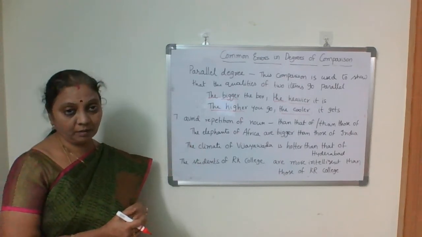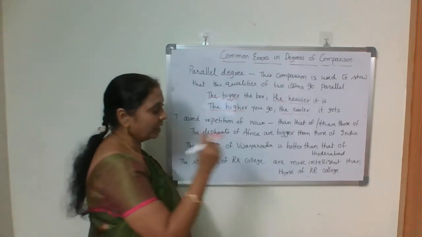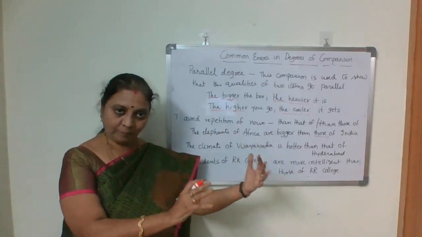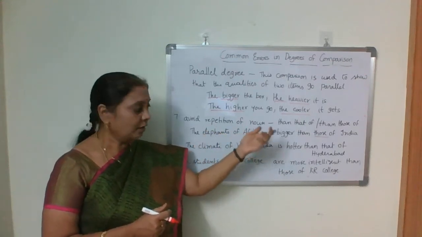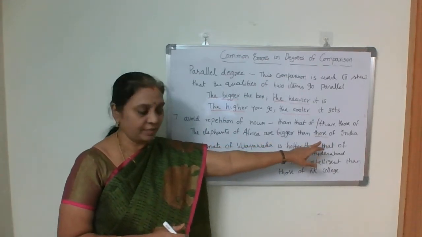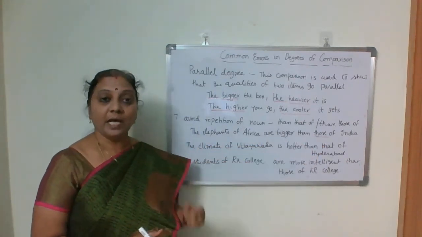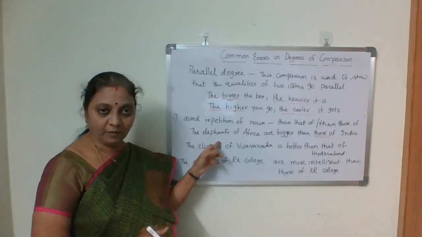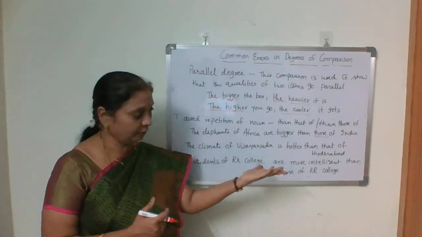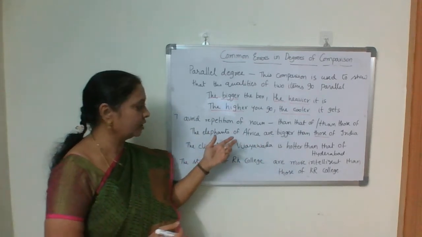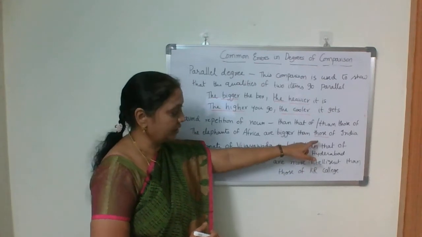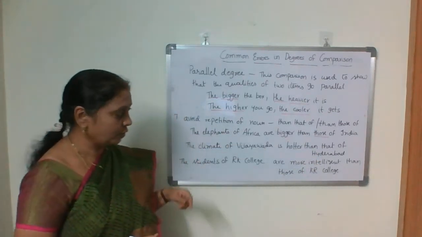The elephants of Africa are bigger than those of India, than the elephants of India, isn't it? Usually you are comparing the elephants of Africa with the elephants of India. Instead of repeating the word elephants again, we write than those of, because elephants is plural, so you use the plural form, those. So the elephants of Africa are bigger than those of India. Instead of repeating elephants, we are using than those of.